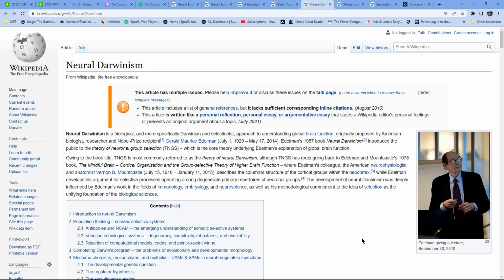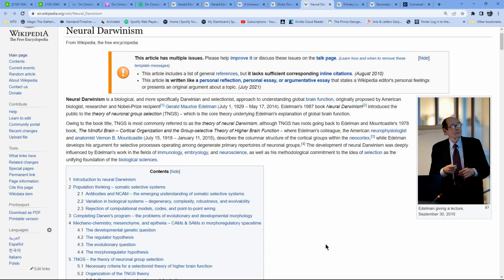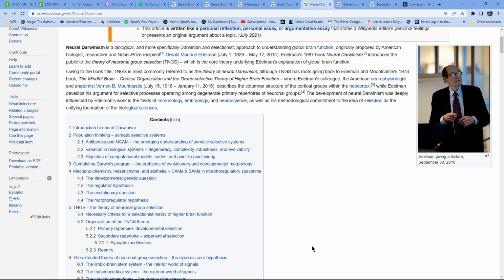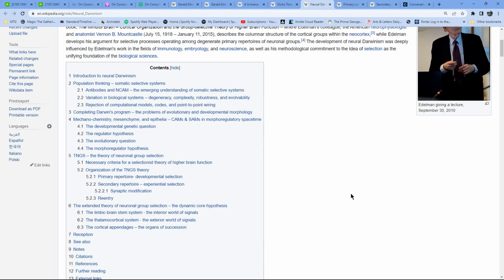But what I found interesting is the different overlaps between some of the similar theories going on, and whether or not the particular proposer of the theory is placed within the realms of computational models or non-computational models, the rejection of computational models. And this particular one, as you can see here, there is a rejection of computational models within neural Darwinism.